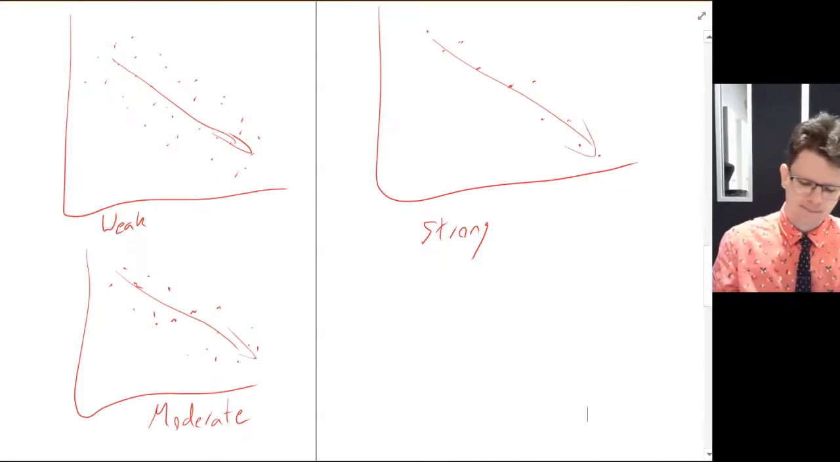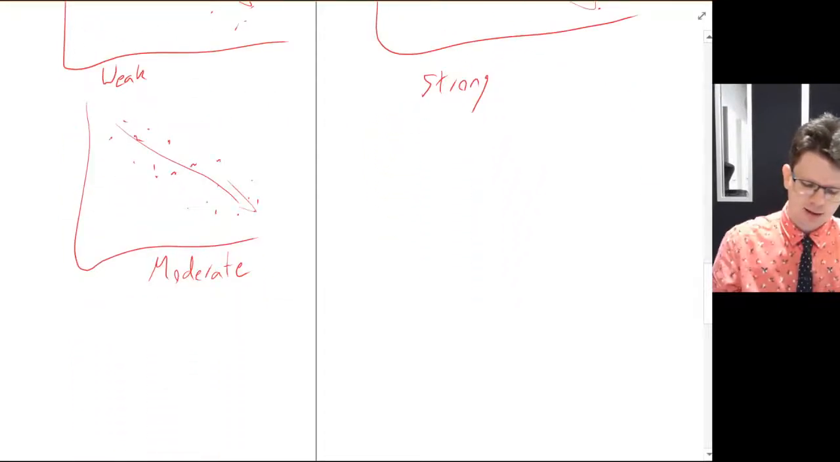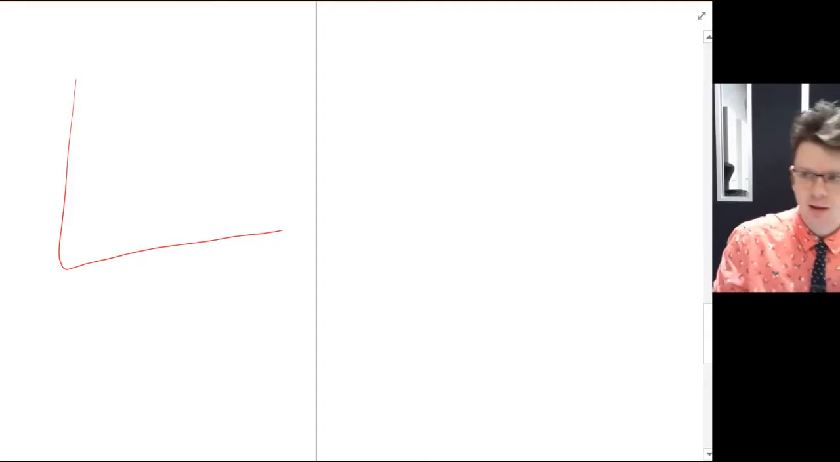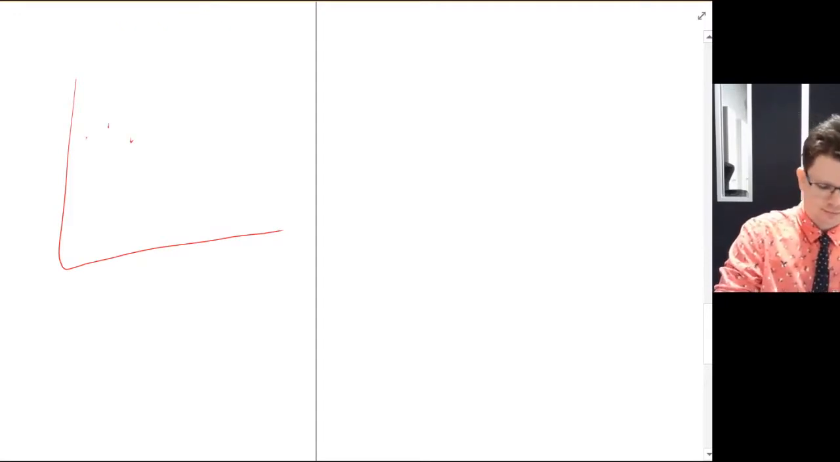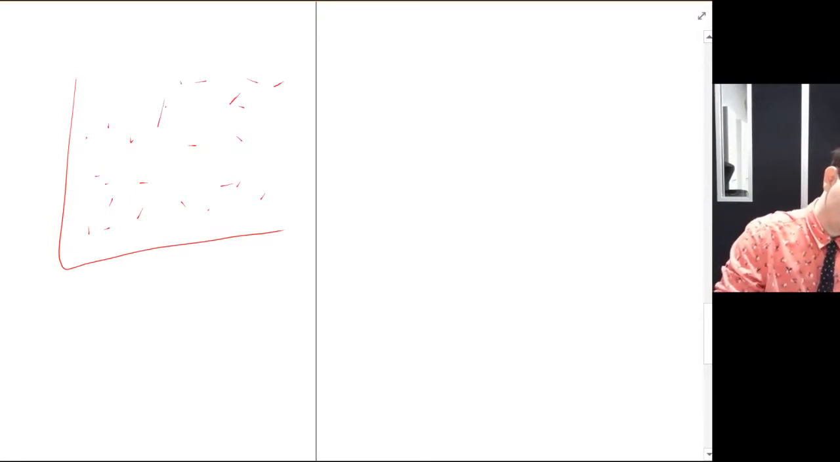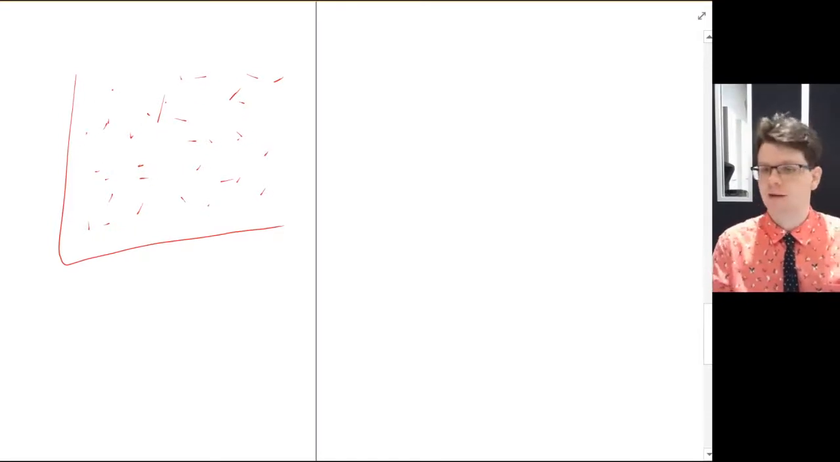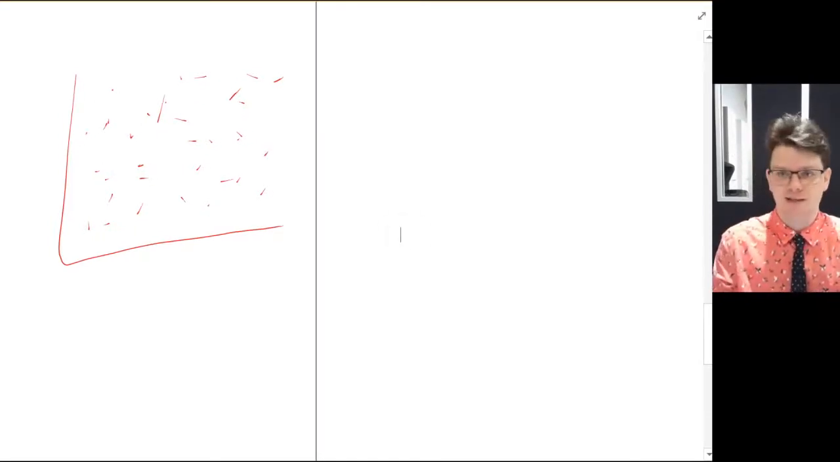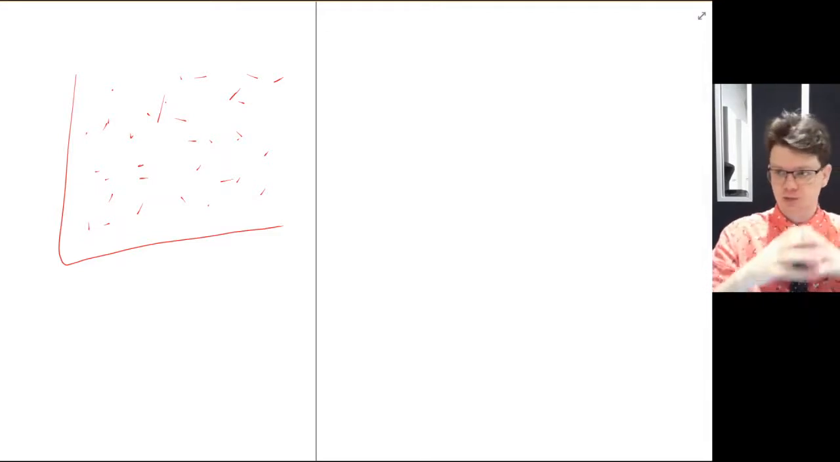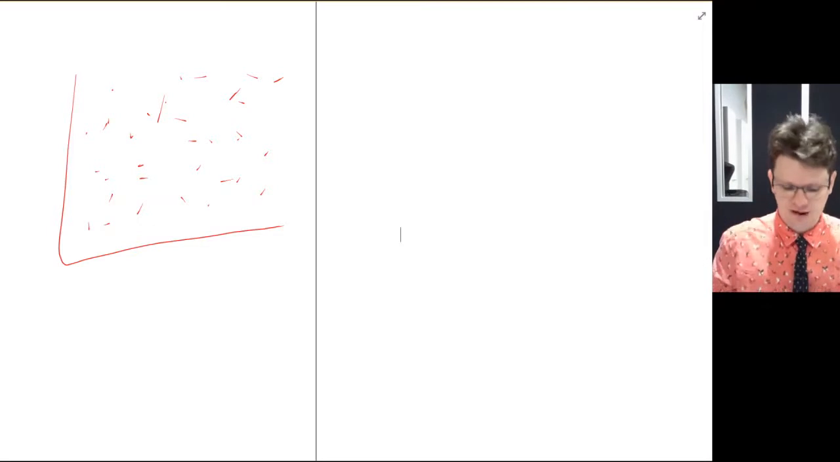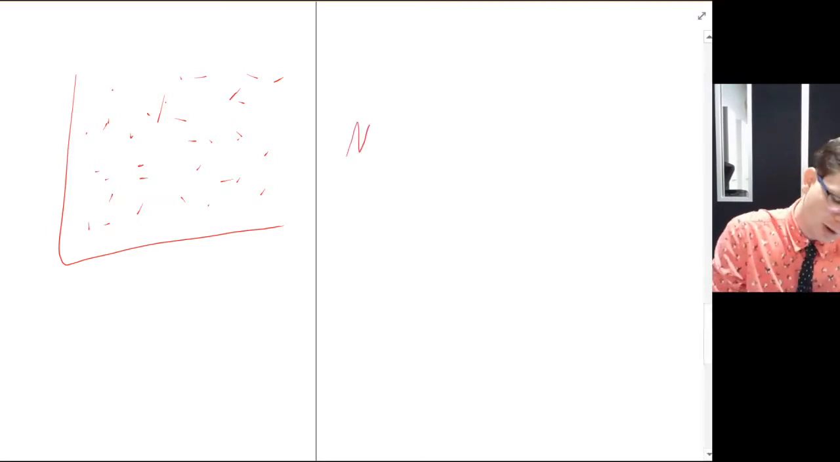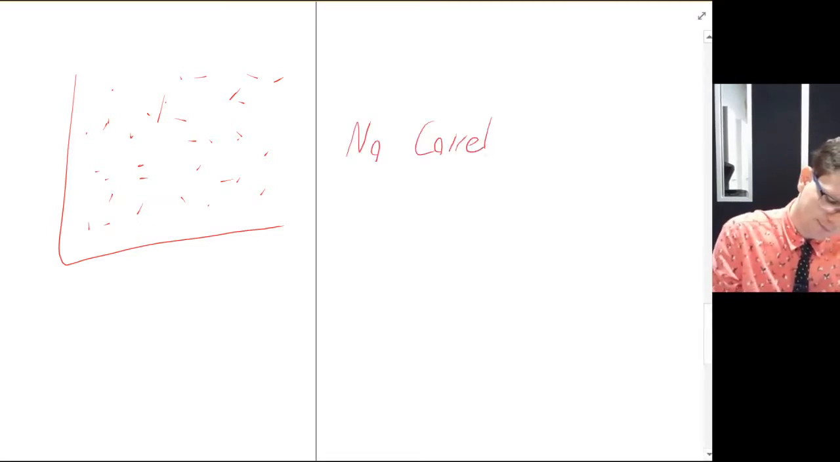Alrighty, so the last thing that I want us to have a look at is what's called none, or no correlation. You might have a look at it and you might go, what's that mess? And that's it. It is just a mess. There's no curve that fits it. There's no line that fits it. It's just properly spread out everywhere in every direction. And we call this no correlation.